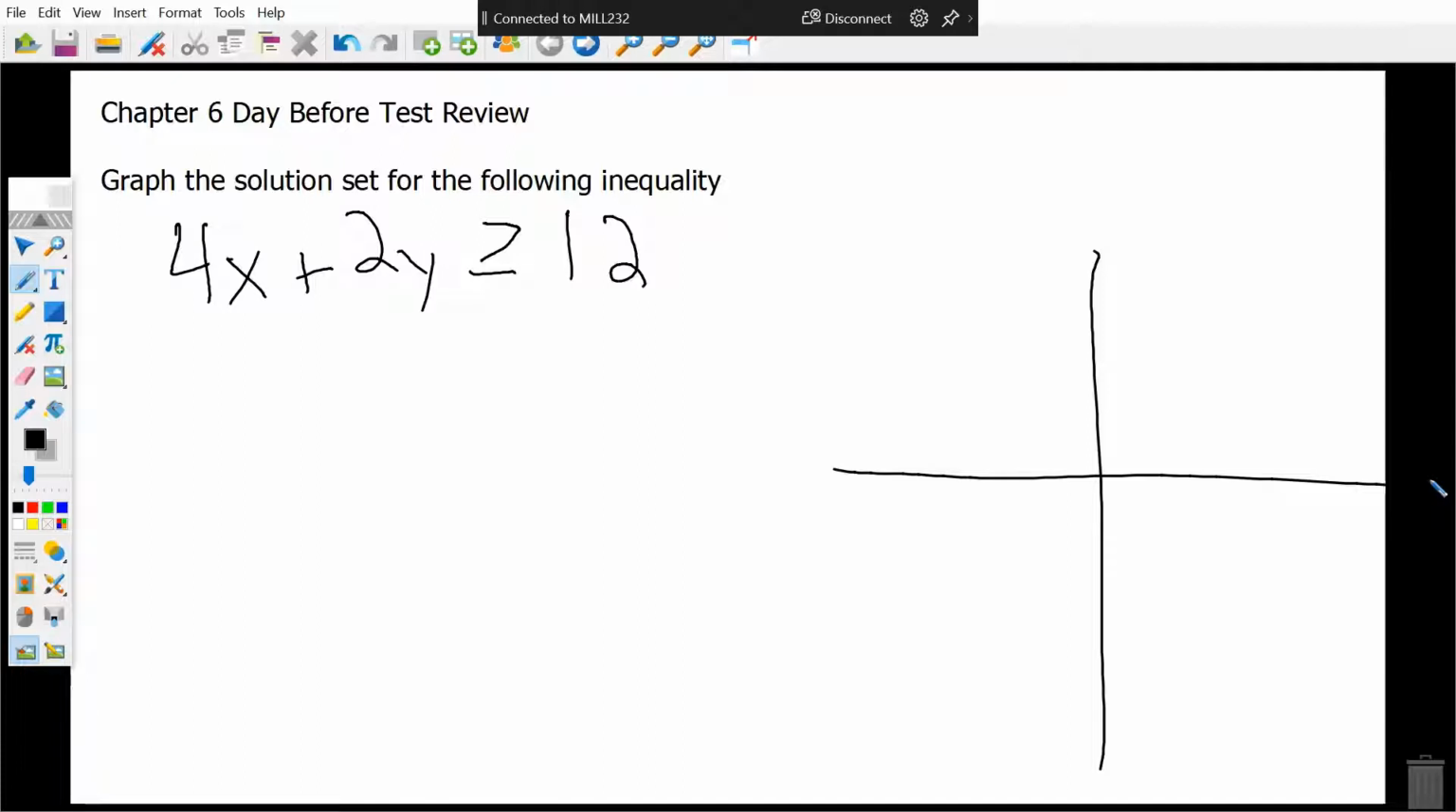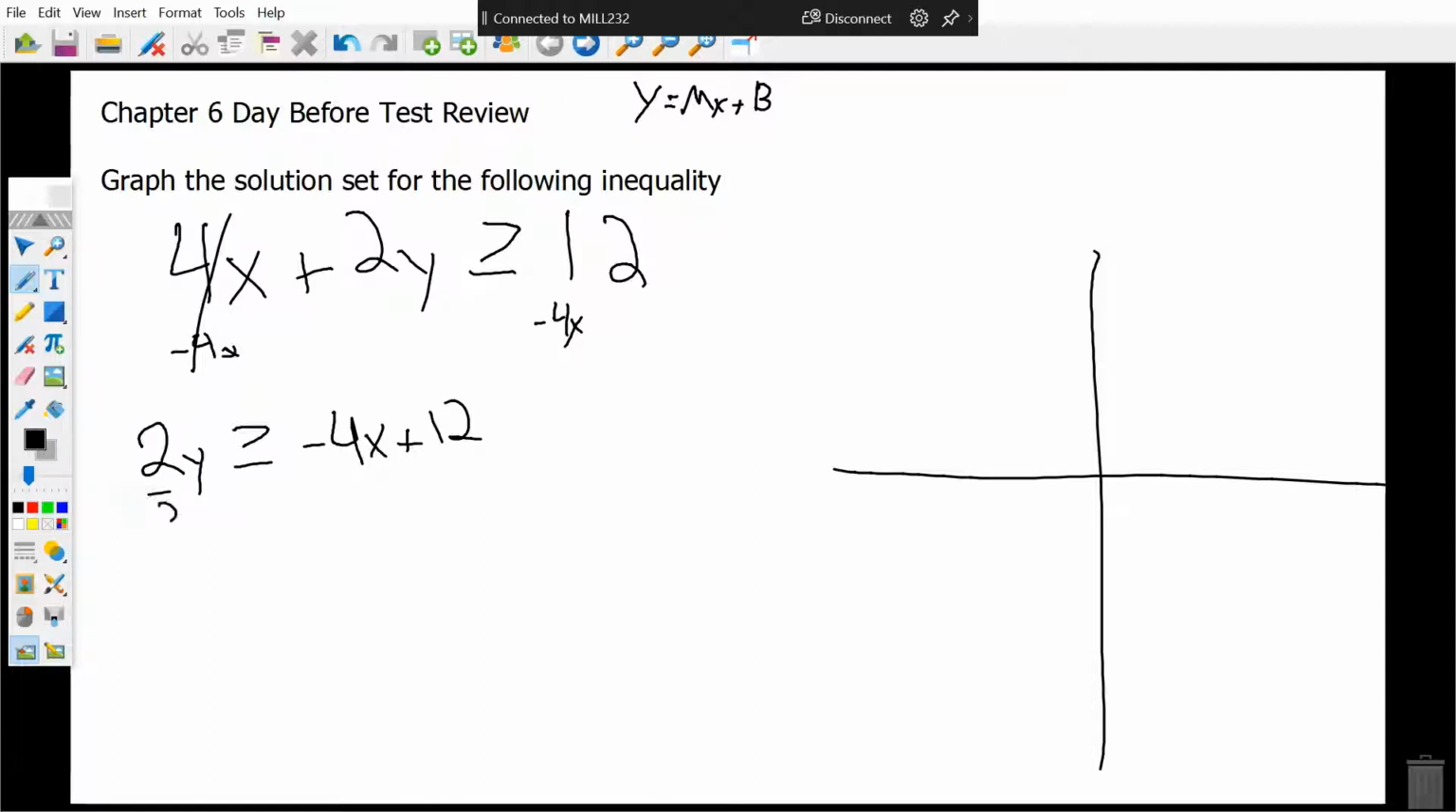The first step to these questions is to get the equation into y equals mx plus b form, slope-intercept form. So basically we have to get the y by itself. To get the y by itself, I'm going to minus 4x from both sides. I'll get 2y is greater than or equal to negative 4x plus 12. Divide everything by 2. Y is greater than or equal to negative 2x plus 6.